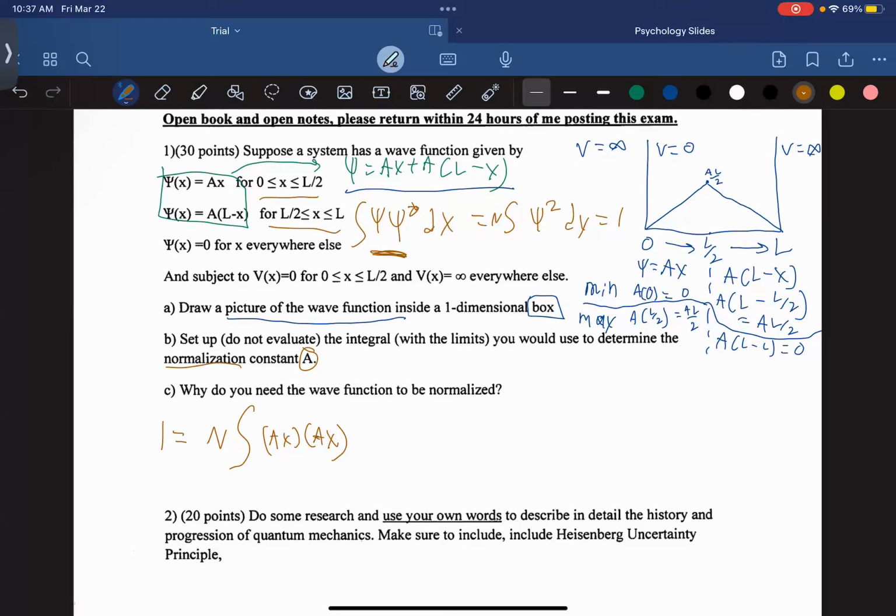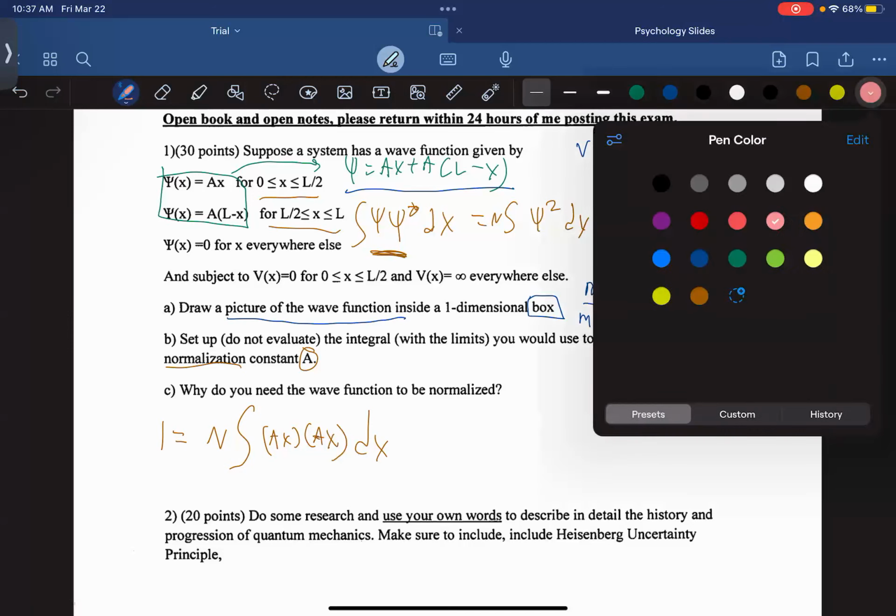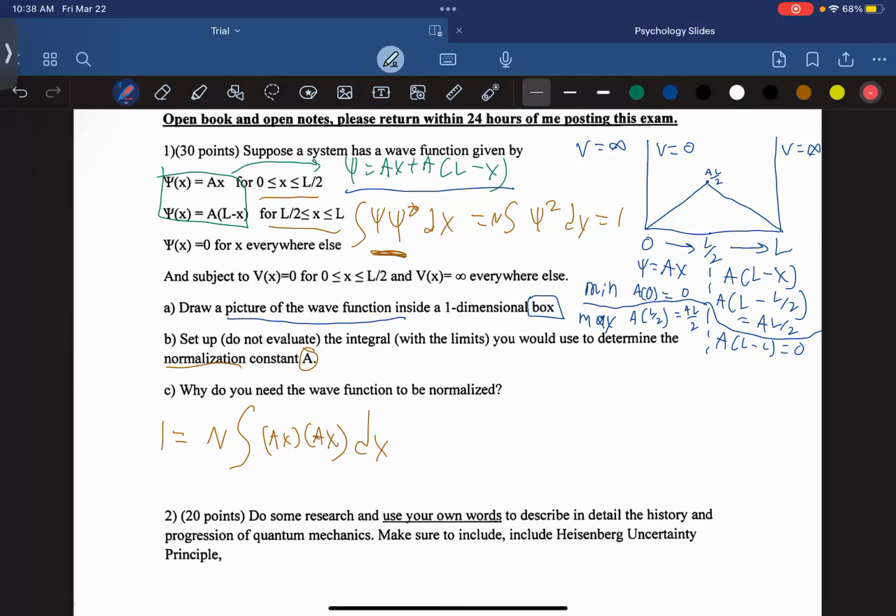And then times dx. And then this is a part that you will almost definitely be checking for, so I'll write it in red. She wants you to write your limits here. So your limit 0 and L over 2, because that's this part here. And that's how you're notating it into the wave function.